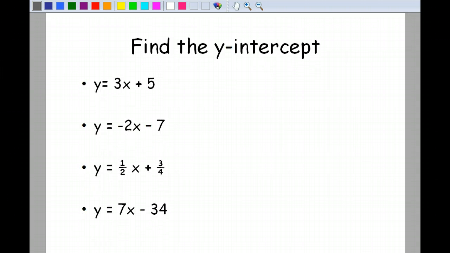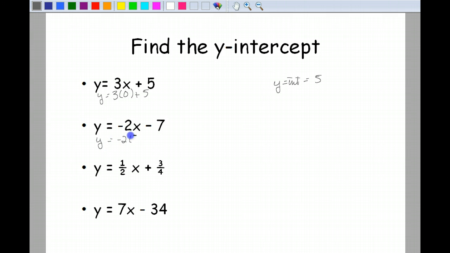So the first thing we're going to do is find the y-intercept. We've done that before by plugging in 0 for x. So when I do that, I've got y is equal to 3 times 0 plus 5. 3 times 0 is 0. 0 plus 5 is 5. So the y-intercept for this one is 5.